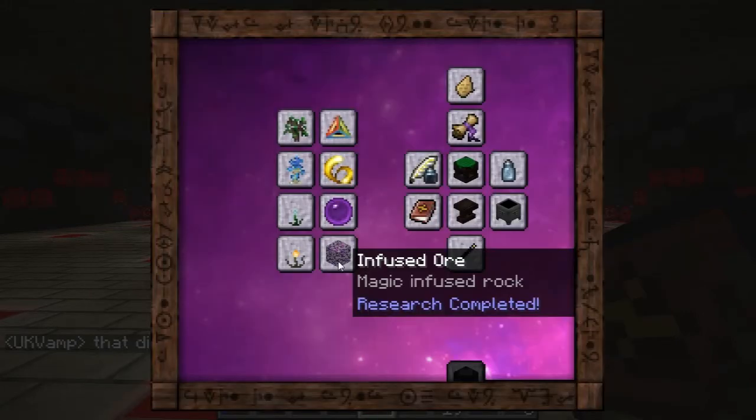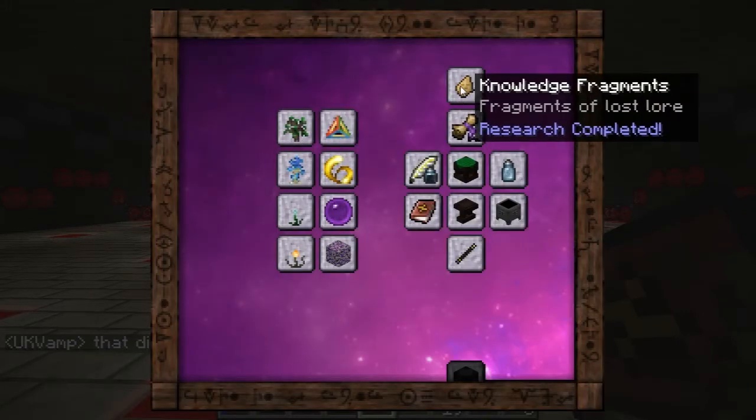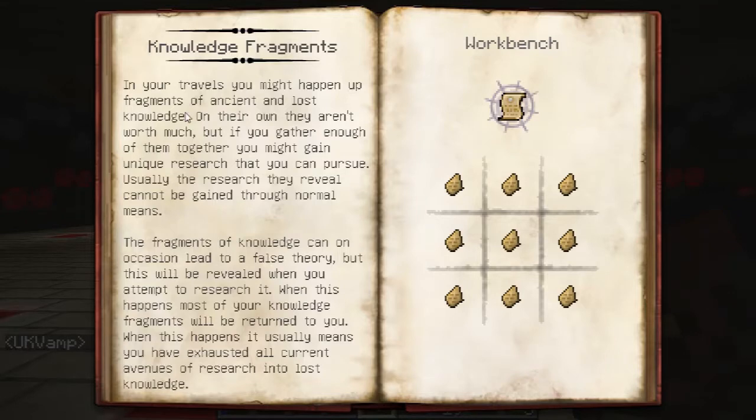Okay, so I guess that is all of the basics. I guess we can read on this knowledge fragment.